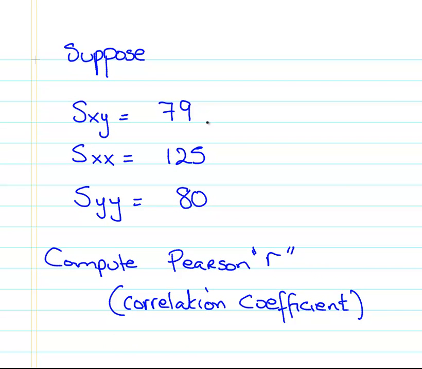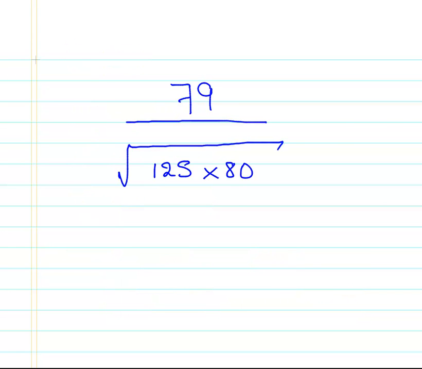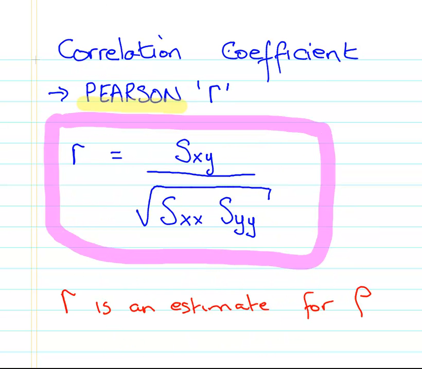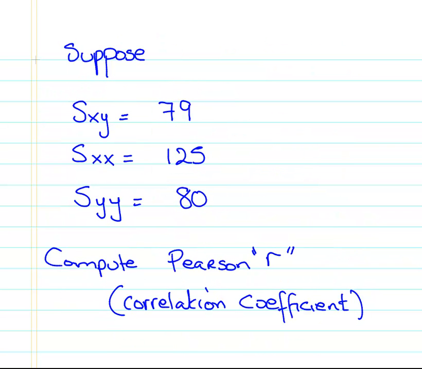So here's a little example. Suppose SXY equals 79, SXX is 125, and SYY is equal to 80. Compute the correlation coefficient, Pearson R. Let's have a crack at that. Let's remind ourselves what the formula is, and I have it written at the start. What we have here is SXY divided by the square root of SXX times SYY.